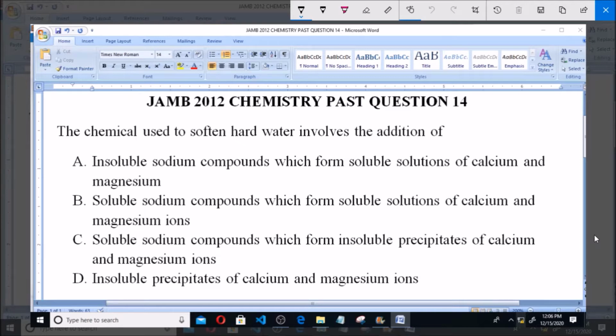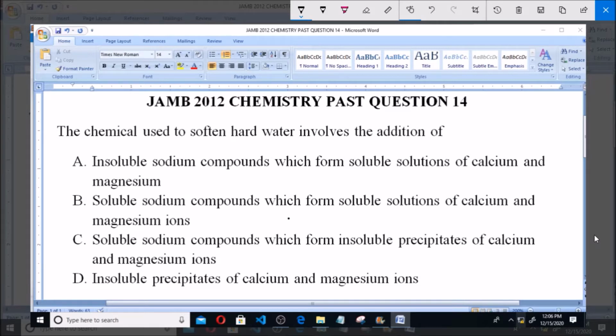The chemical used to soften hard water involves the addition of A. Insoluble sodium compound which forms soluble solution of calcium and magnesium. B. Soluble sodium compounds which form soluble solutions of calcium and magnesium ions. C. Soluble sodium compounds which form insoluble precipitates of calcium and magnesium ions. D. Insoluble precipitates of calcium and magnesium ions.